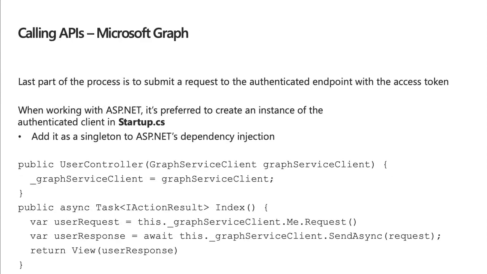The last part of the process is to use the access token to issue a request to a secured endpoint. One way to do this is to create an instance of the Microsoft Graph client and add it as a singleton to ASP.NET Core's dependency injection system. The instance of the service can then be used from a controller within the web application.